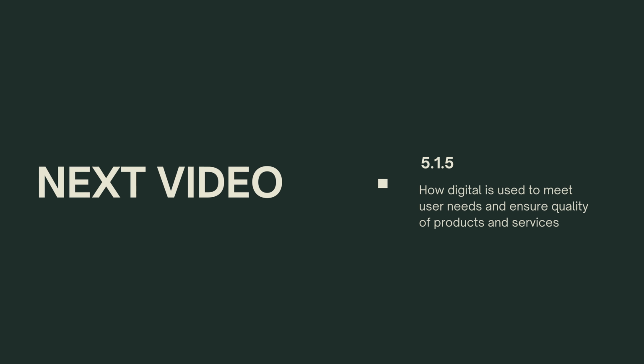In our next video, we'll be moving on to topic 5.1.5. How digital is used to meet user needs and ensure quality of products and services. This is an exciting area where we'll explore how the digital tools and concepts we've been discussing are applied to create value for users and maintain high standards of quality.